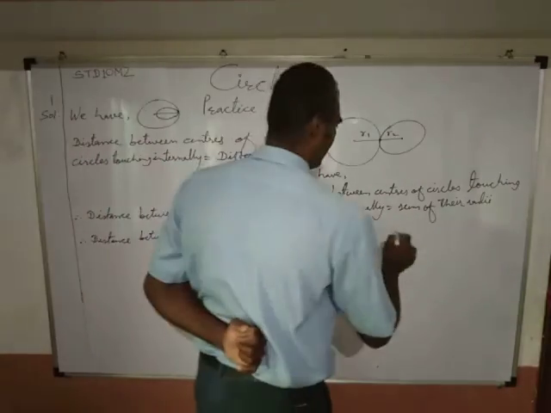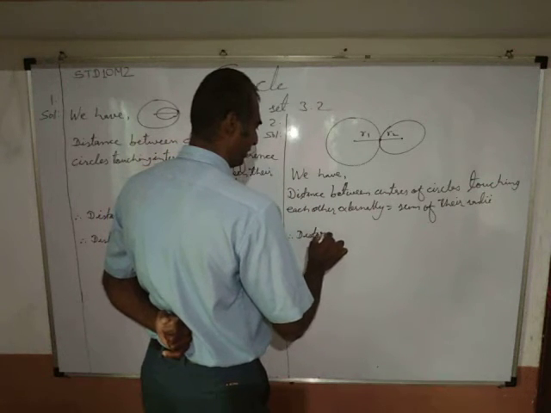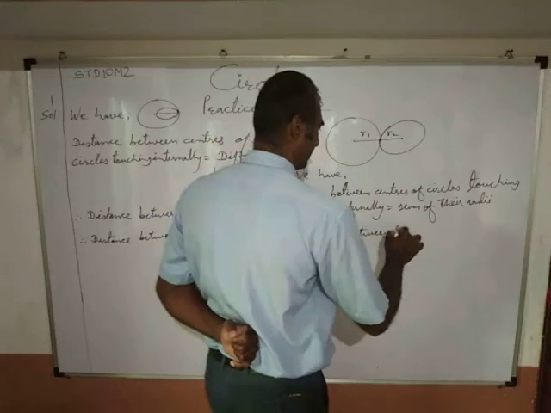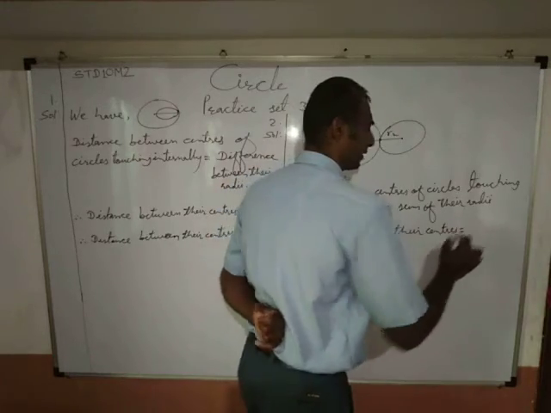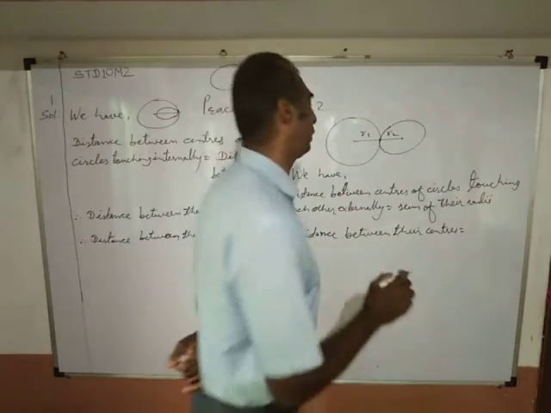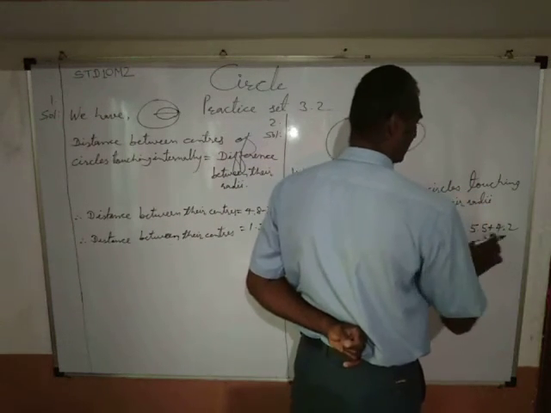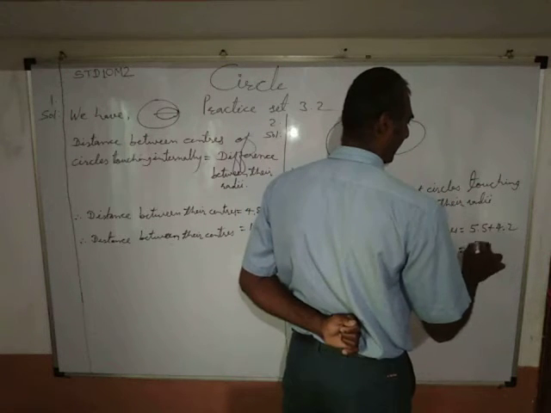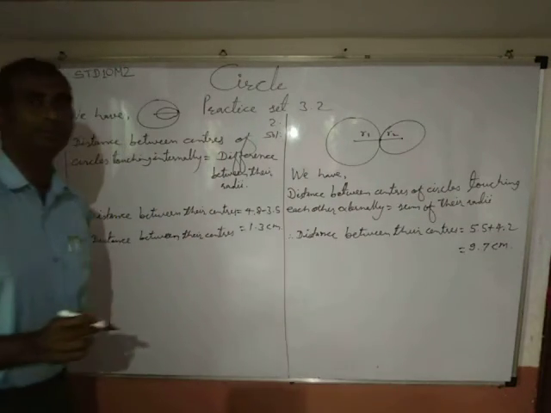Therefore, the distance between their centers is equal to R1 plus R2, that is 5.5 plus 4.2. 5 plus 2 gives us 7. Decimal below decimal, 5 plus 4 gives us 9. 9.7 centimeter.